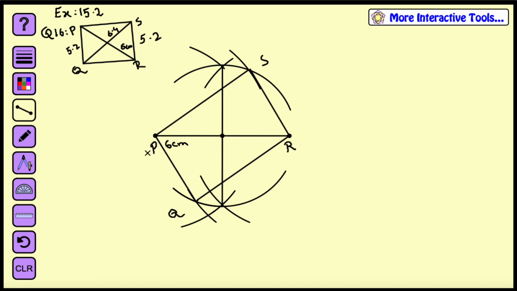So this one is parallelogram PQRS, where PQ is 5.2 centimeter, PR is 6 centimeter, and PS is, this one is PS. Okay. When you join this, you can measure it. Thus, this one must be how much? 6.4. So we have completed this question here.